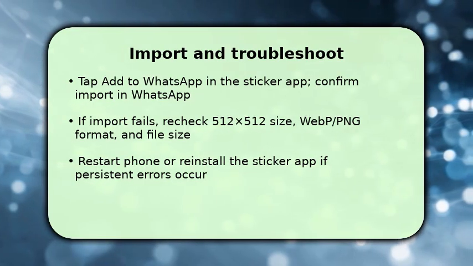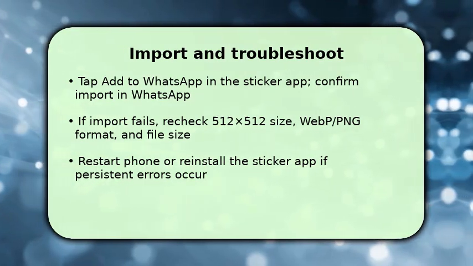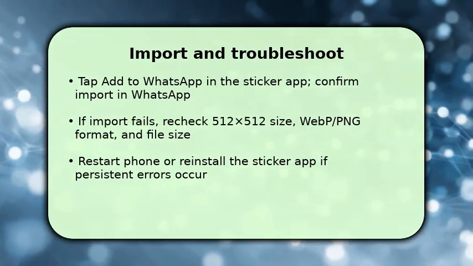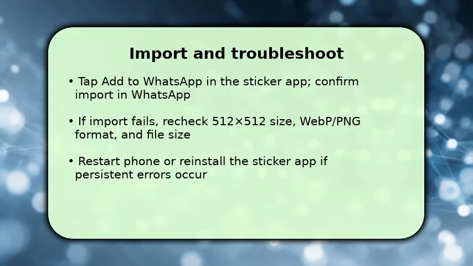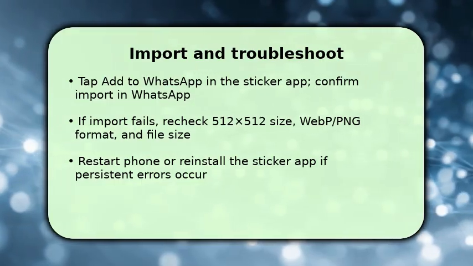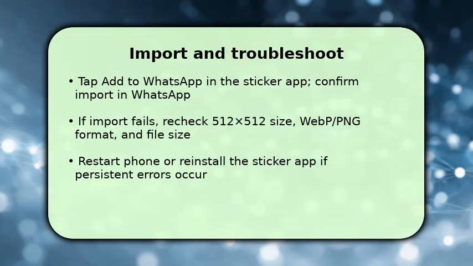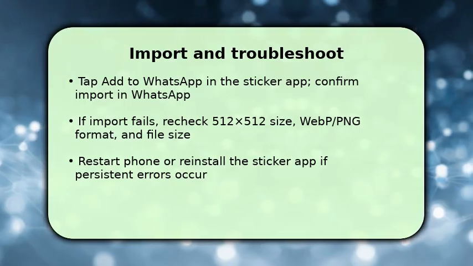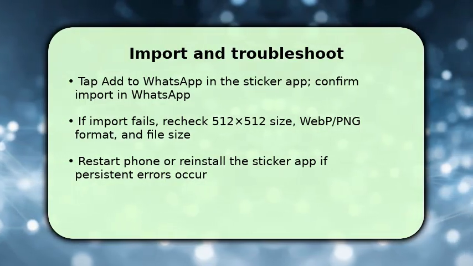If import fails, check the usual culprits: incorrect resolution, non-transparent background, or file size above limits, and reconvert the image. Make sure permissions are granted, then retry. If problems persist, restart your phone and try again, or reinstall the sticker app. That often clears cached permission or validation issues.